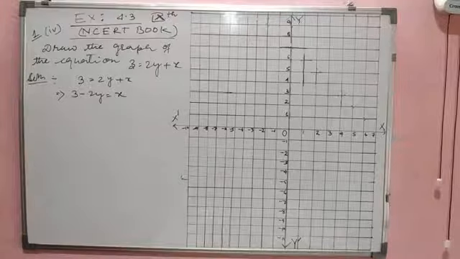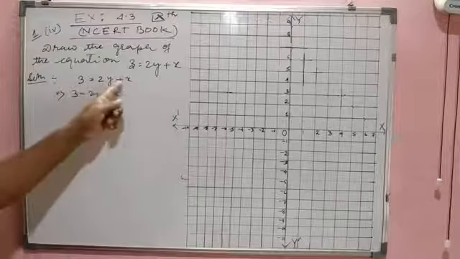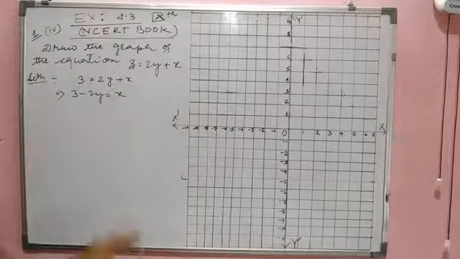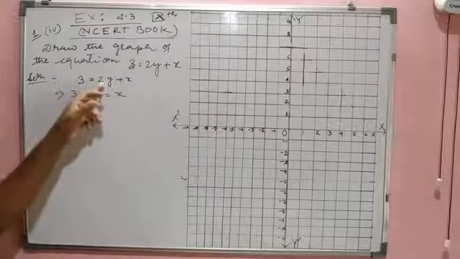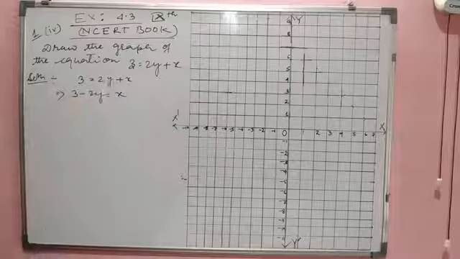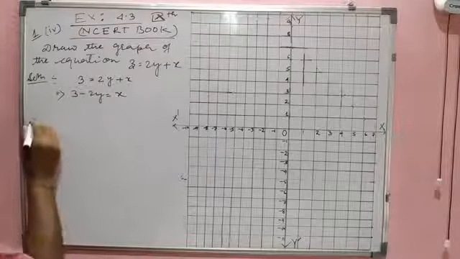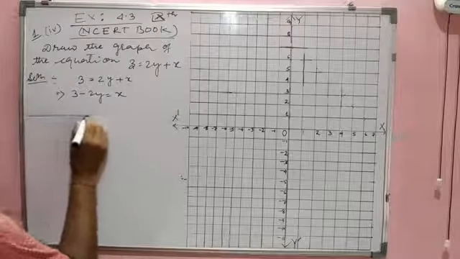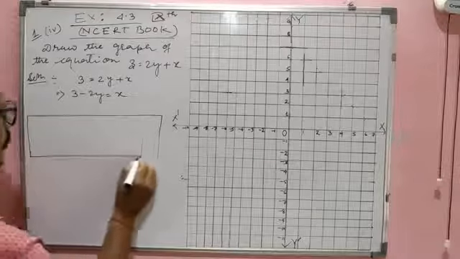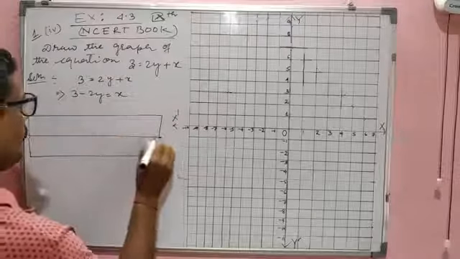Just see one thing. Here the coefficient of x is 1, so I have written it alone and the others together, because the coefficient of y is 2, so I have transferred this to this side, so it will be easier for us. Now let us find 3 pairs of solution.